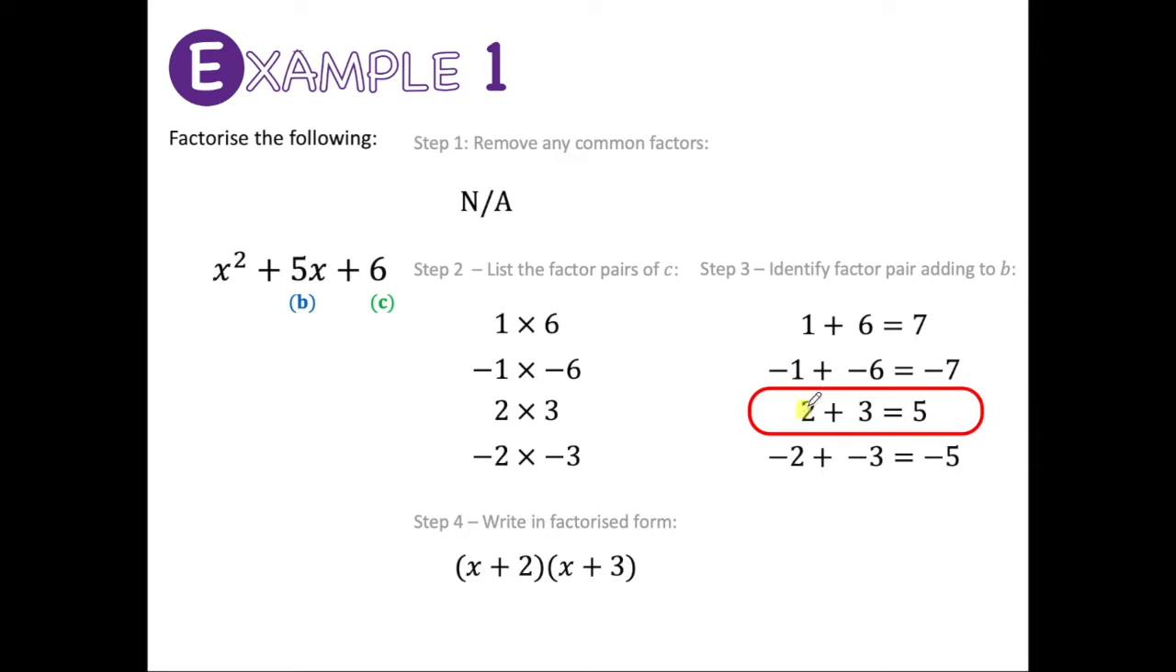So I take my two factors, 2 and 2, and put them inside my bracket, and then 3 and 3 inside my bracket as well. So once we have identified those factors in step 3 that add together to give me that b value, I can write in factorized form. So the factorized form of x squared plus 5x plus 6 is equal to x plus 2, x plus 3.